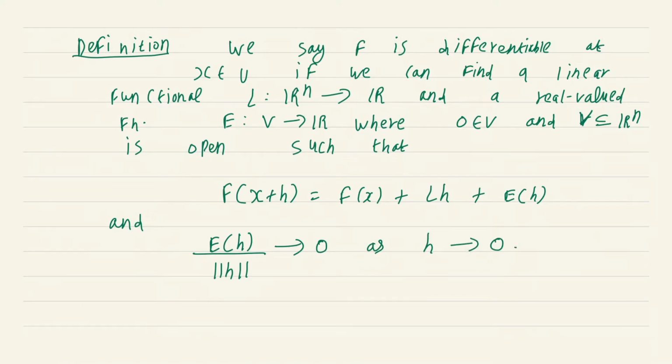Okay, so the first question that should come to your mind is, what is this norm in the denominator? Well, it really doesn't matter. All norms on Rn are the same, but whenever I consider the Euclidean space Rn, I'm going to be considering the Euclidean norm, and similarly I'm always going to consider only the Euclidean metric on Rn. Okay, so you divide by norm h and this should go to 0. Okay, E of h by norm h should go to 0.